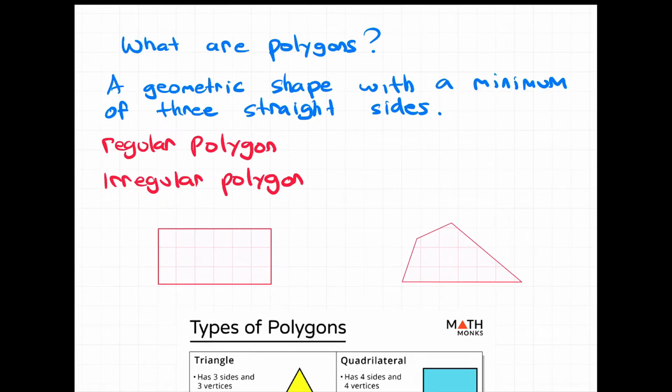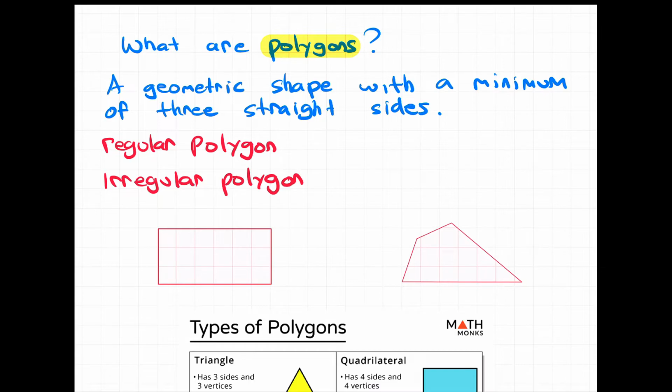Okay, now we're moving away from just specific angle theory and moving into some shapes, and we're going to be looking at what are polygons. So polygons are geometric shapes that have at least three sides, and they're all made up of straight lines. So there's no curved lines in a polygon. We have two types. One is called a regular polygon, and the other one is called an irregular polygon.